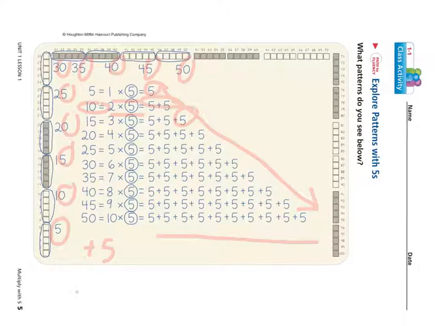So lots of other patterns that you may have noticed, but those were some of the big ones. If you noticed something else, feel free to share it in a meeting. We'd all love to hear from you.